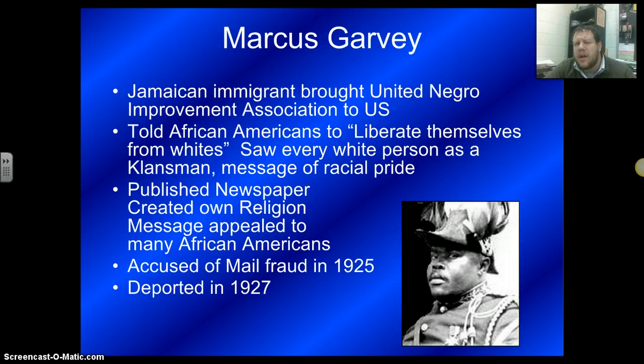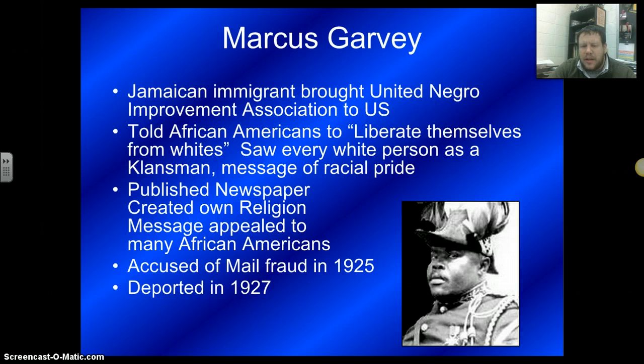He was a Jamaican immigrant who brought his group, called the United Negro Improvement Association, to the U.S. And he basically told African Americans to liberate themselves from whites. He said, get away from these people, do your own thing, let's be our own group, basically. He even said he saw every white person as a Klansman. Band together, work together, those kind of things. He created his own newspaper and published it. He had his own religion even.